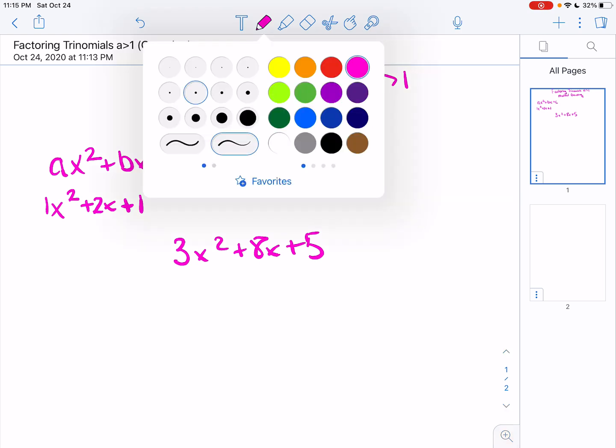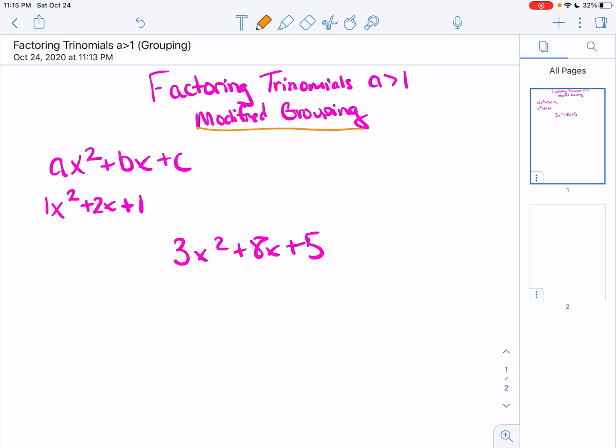The reason I call this modified grouping is because the way it is right now, we cannot group it. We cannot group this because there are 3 terms, but we need 4 terms to actually do grouping. So what we're going to do is force this to work by manipulating it in a way that we can make 4 terms out of something that is actually 3 terms. The way we're going to do that is to multiply a times c. So step 1, a times c. And whatever that number is, we're going to write it in parentheses above. So that's 15.